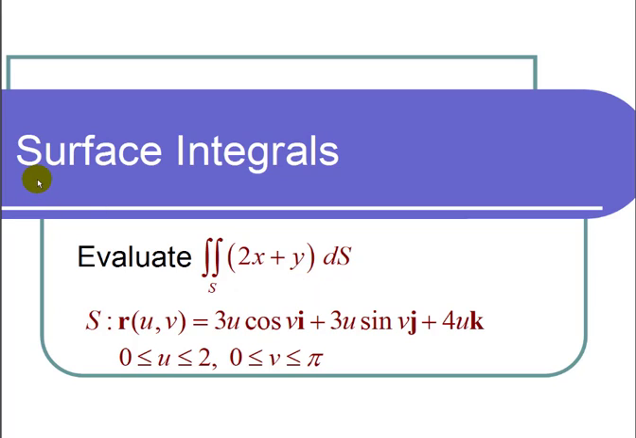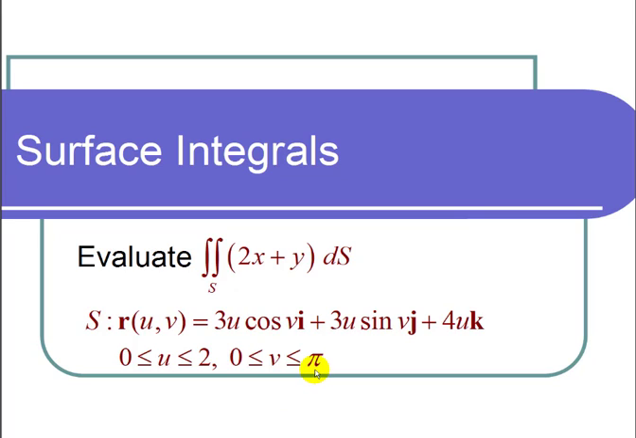This is a video on surface integrals. The question states, evaluate the surface integral over the surface S of 2x plus y dS, where S is a surface defined parametrically by r of u,v is equal to 3u cosine v i plus 3u sine v j plus 4u k, and u is between 0 and 2, and v is between 0 and pi.